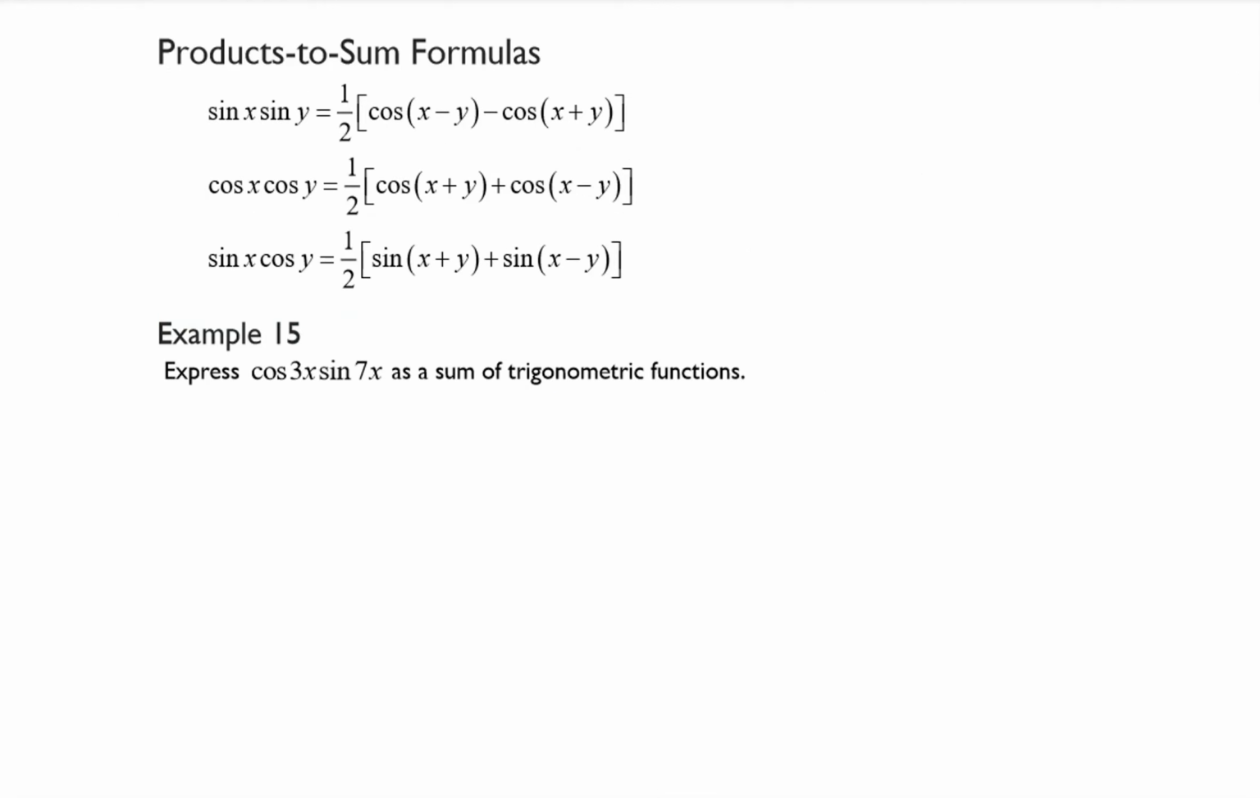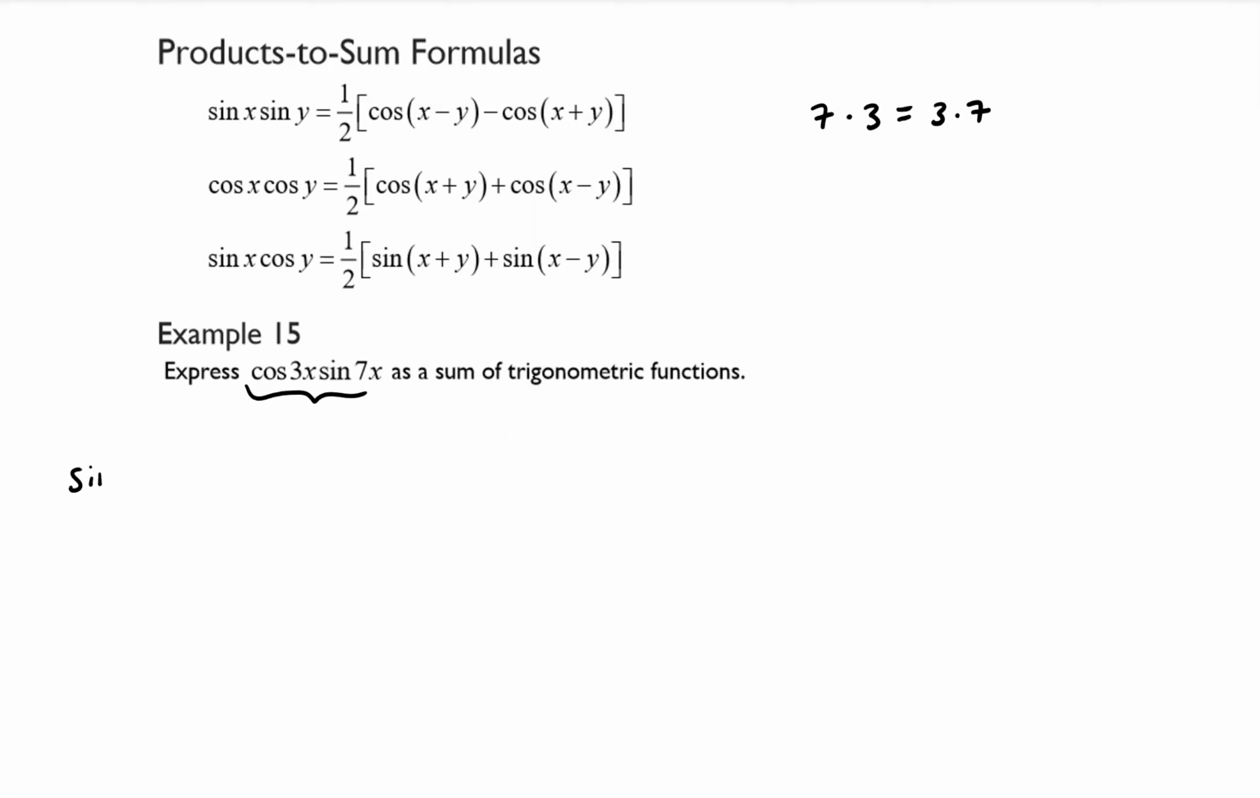All right, well, here are the list of product to sum formulas, and we just derived this formula here, and you can take a look at the other ones. Example 15 says, express cosine of 3x times sine of 7x as a sum of trigonometric functions. So first things first, I'm going to rearrange the order, which we can do since multiplication is commutative, which just says something like 7 times 3 is the same thing as 3 times 7.